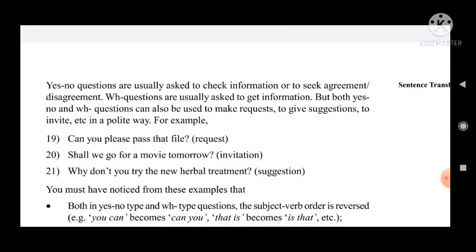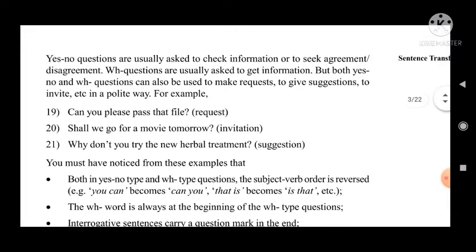In a polite way. Okay. So see, both yes-no and WH questions can also be used to make requests, to give suggestions, to invite, etc. in a polite way. So these are all polite question patterns, meaning yes-no and WH questions. We make requests, give suggestions and invitations in a polite way.